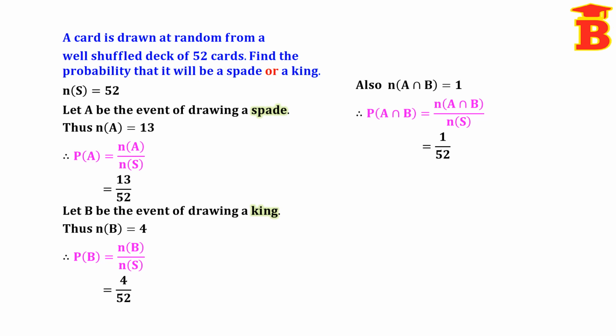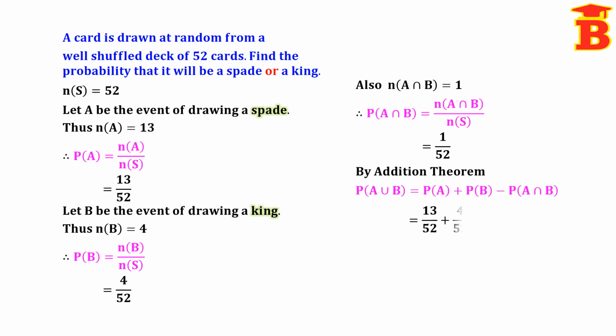Now see the question. We have the word or, that means we have to use A union B formula. So by addition theorem, P of A union B equal to P of A plus P of B minus P of A intersection B. Just substitute the values and simplify. So P of A is 13 by 52 plus P of B is 4 by 52 minus P of A intersection B is 1 by 52.